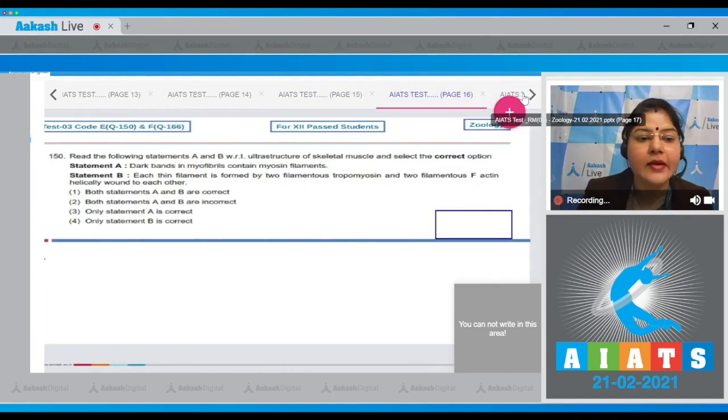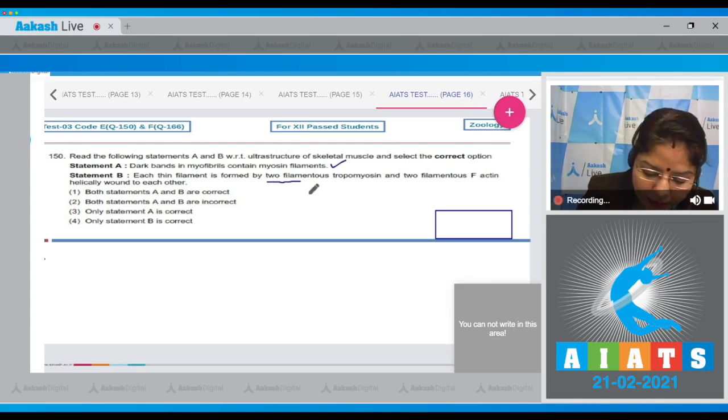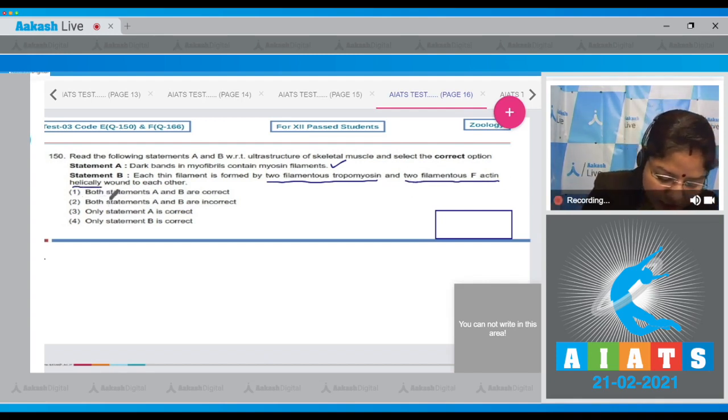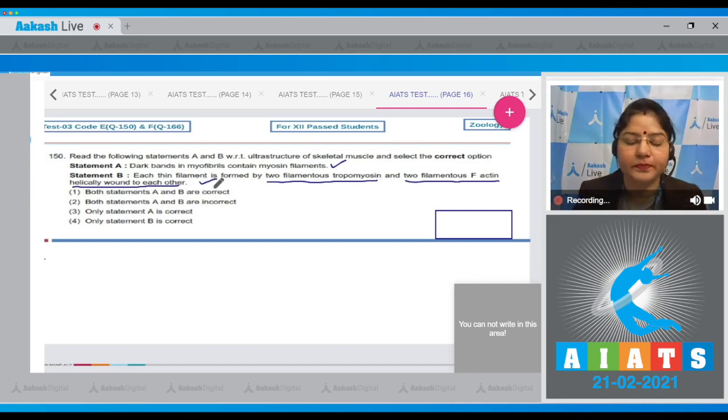Question number 150. Read the following statements A and B with respect to ultrastructure of a skeletal muscle and select the correct option. Statement A. Dark bands in myofibrils contain myosin filaments. This is a correct statement. In dark bands or A bands, actin filaments are also present. Statement B. Each thin filament is formed by 2 filamentous tropomyosin. This is correct. And 2 filamentous F-actin helically wound to each other. This is also a correct statement.